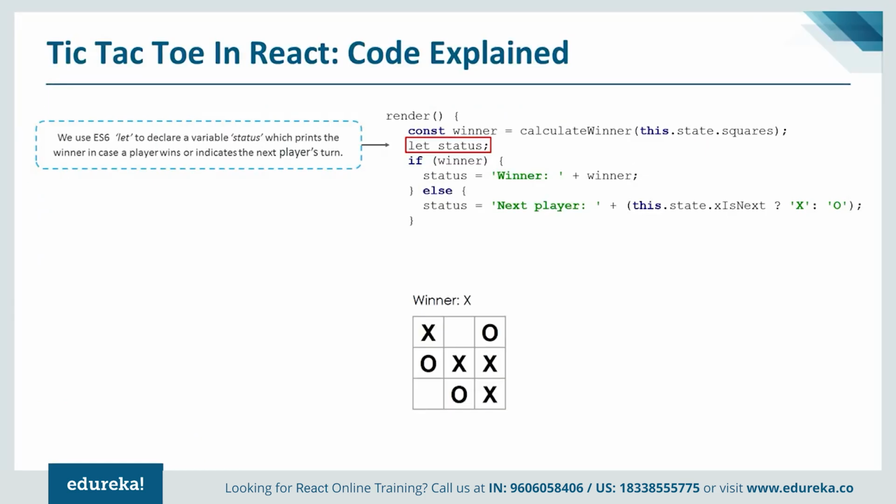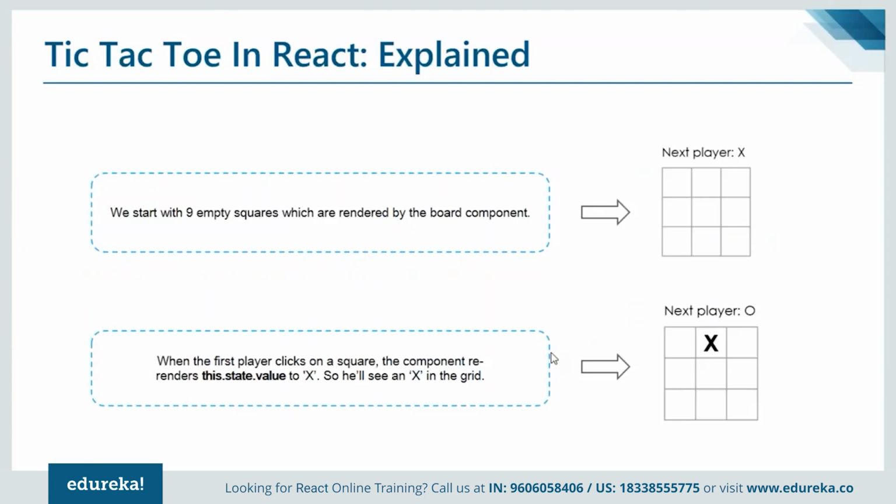What we did, we start with 9 empty squares, and then when the first player clicks on a square, the component re-renders the state value to X. So he will see an X in the grid. This is a 3x3 grid where the person will see X or O.